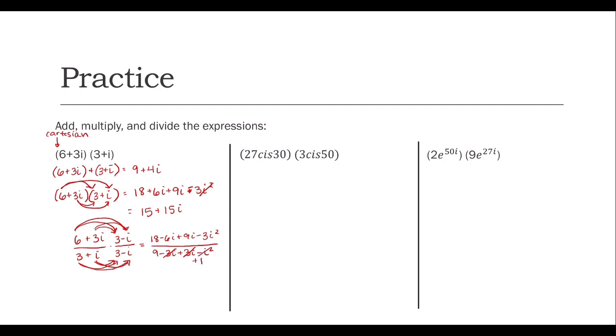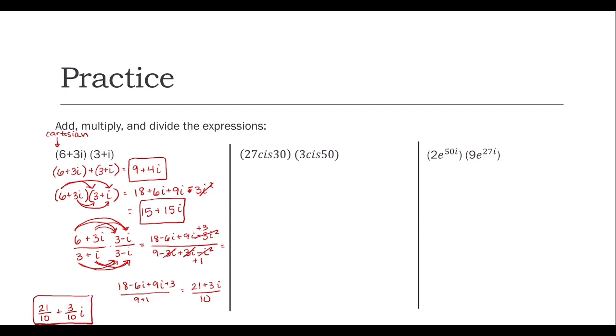And then on our numerator, this minus 3i squared is going to turn into a plus 3. So that simplifies to 18 minus 6i plus 9i plus 3 over 9 plus 1, which equals 21 plus 3i over 10. So we can separate this into an imaginary and real component by just taking our 21 over 10 plus 3 over 10i. So here's our added, multiplied, and divided solutions.